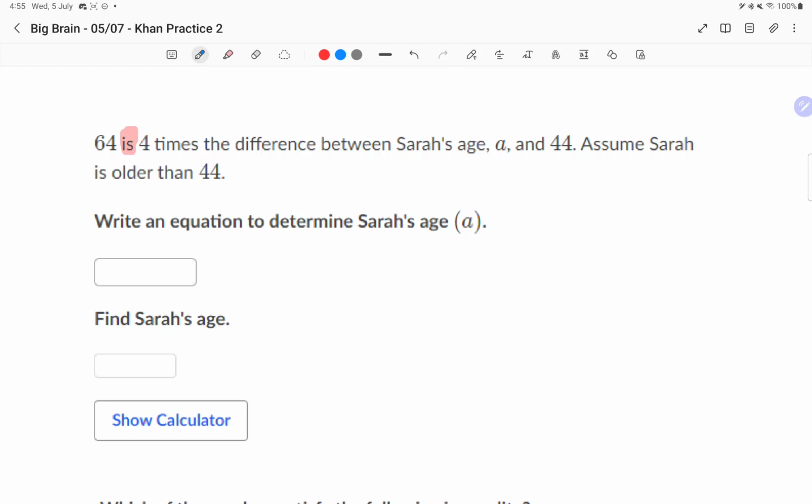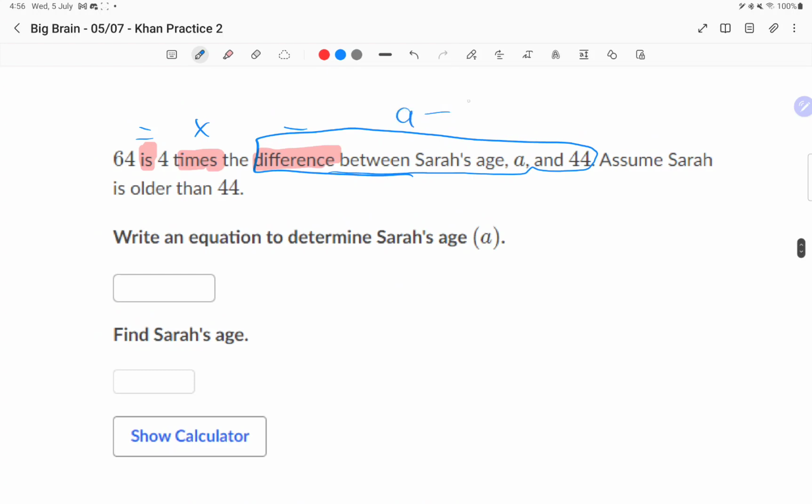Is in the addition. Oh wait. Equal. Yes. So you start with that's equal, right? And then 4 times means multiplication. Difference means minus. Now note the difference between Sarah's age A and 44. This whole statement means the difference between A and 44, and Sarah is older than 44. That means it's A minus 44. That's the interpretation of the difference between Sarah's age and 44.